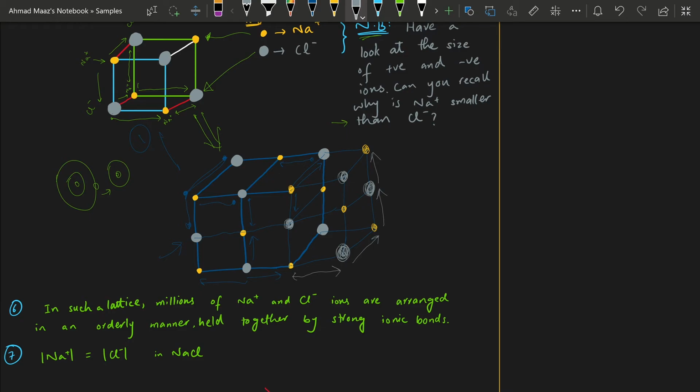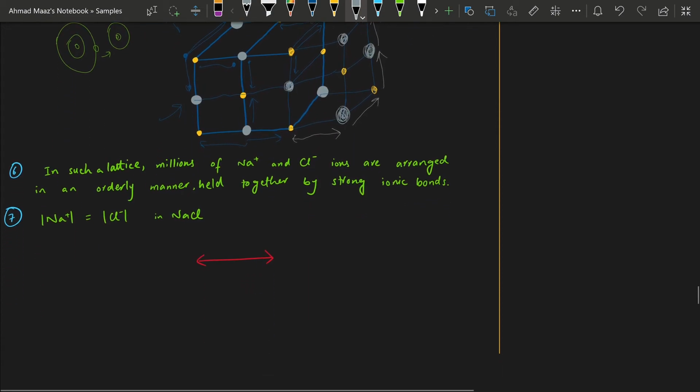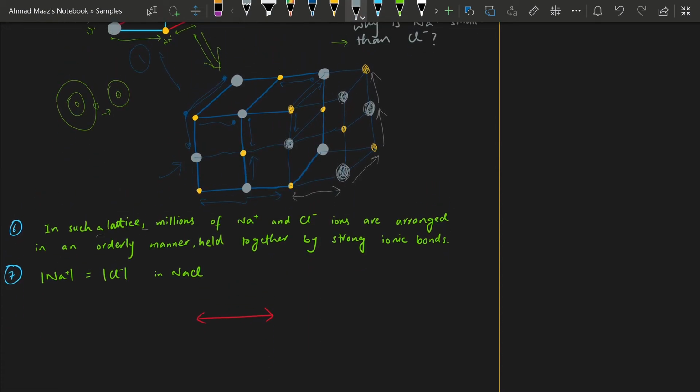This is why they form giant crystal structures. They are continuous crystals, they keep growing, and they form giant ionic crystal structures. In such a lattice, millions of sodium and chloride ions are arranged in an orderly manner. This is the orderly manner that we're talking about. One sodium ion is attached to a chloride ion, and that chloride ion is attached to the next sodium ion. This is how this order follows to the millions of ions, and they're held together by strong ionic bonds.